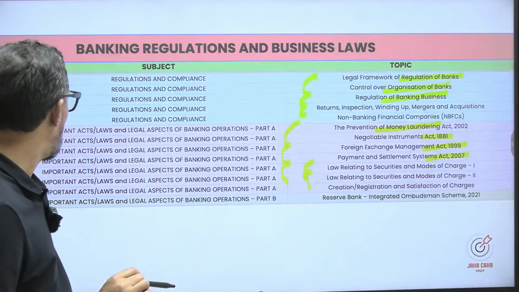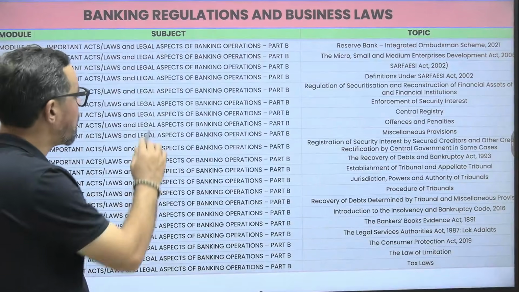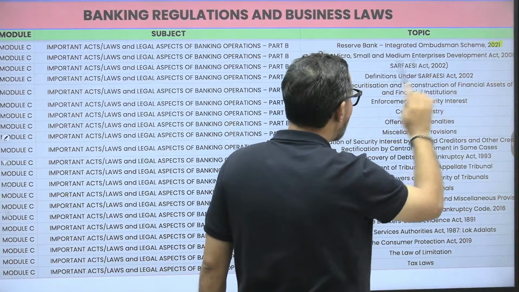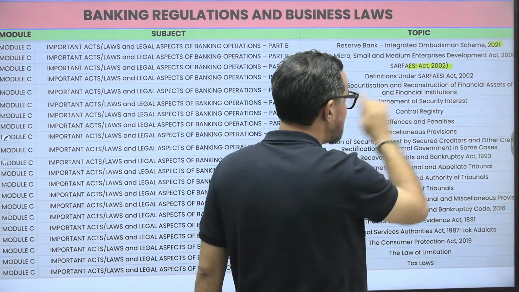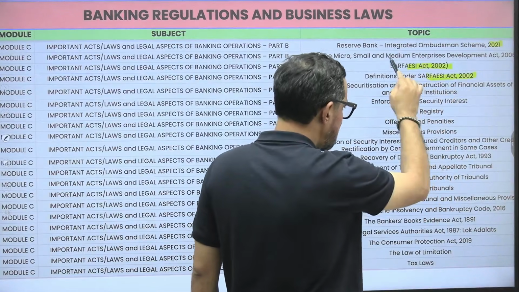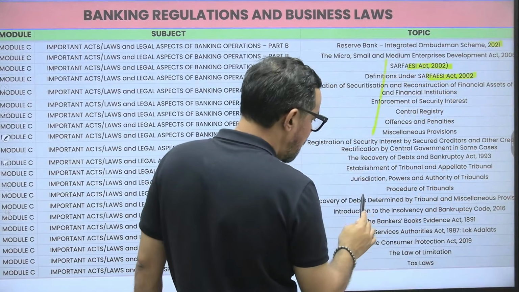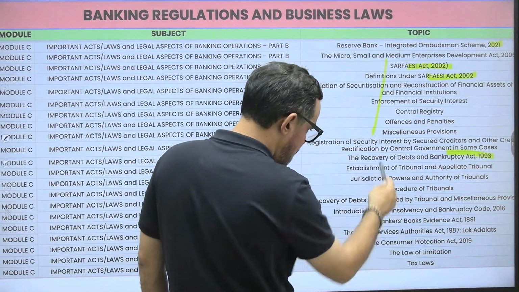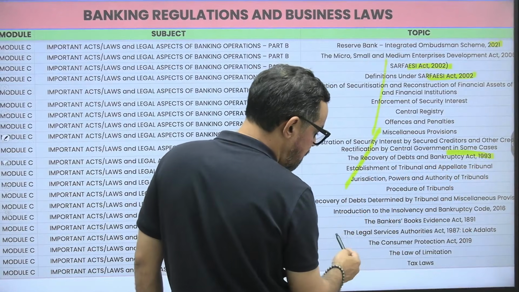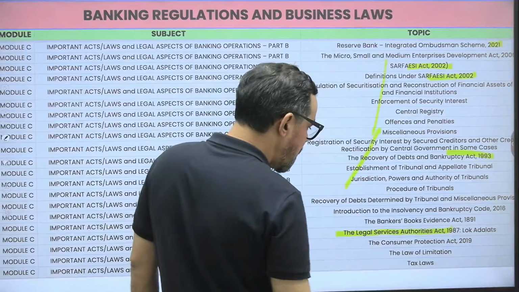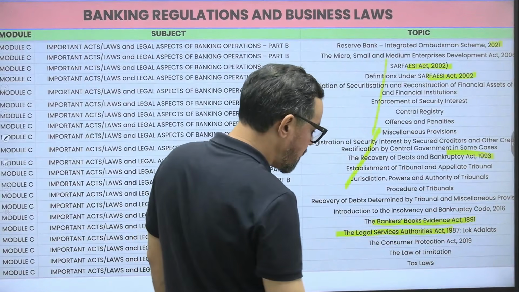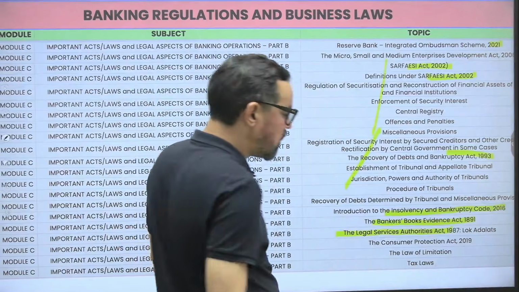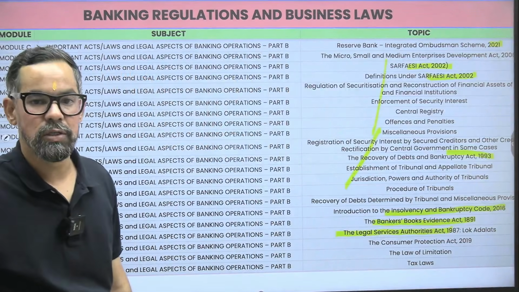Okay? So module A, module B. Then module C, which is RBI Integrated Ombudsman Scheme 21. Then we have MSME Act 2006, SARFAESI Act 2002, definition of SARFAESI, all around the SARFAESI things, right. Then we have tribunals, all around the tribunals. Then we have Legal Services Authority Act 87, Bankers' Books Evidence Act 1891, IBC 16, Consumer Protection Act 19, the law of limitation and tax laws, right?